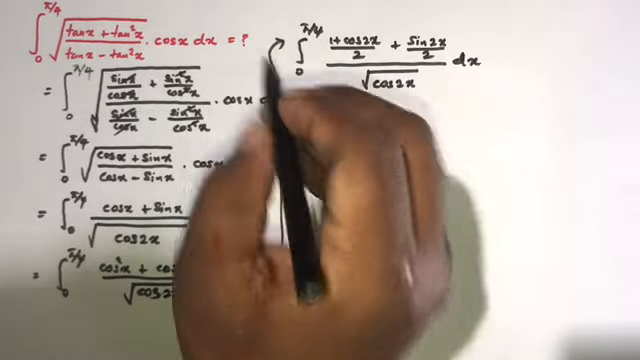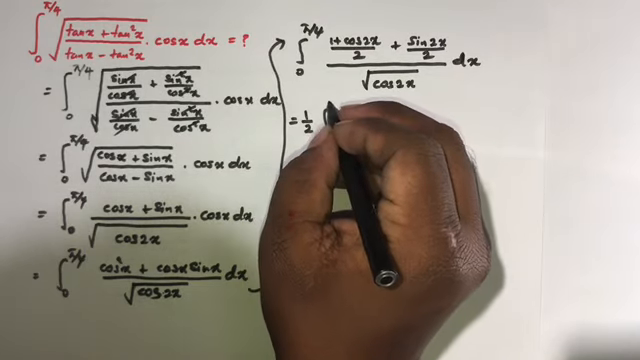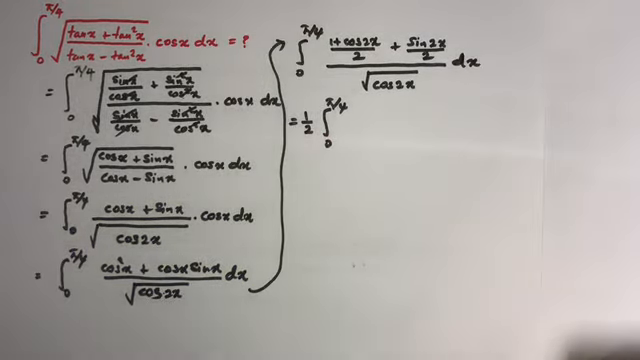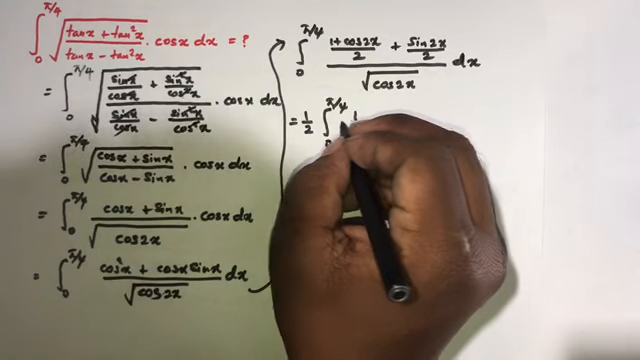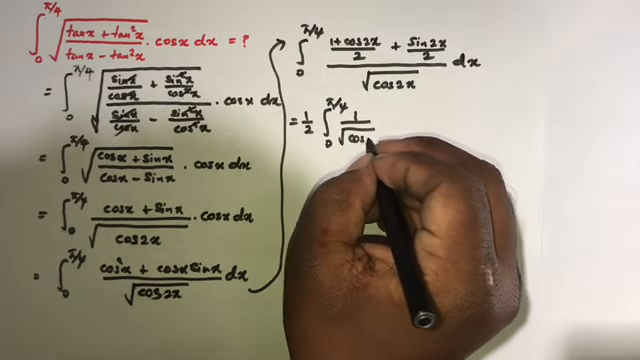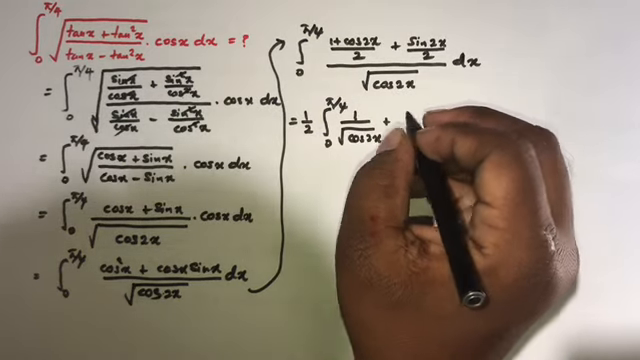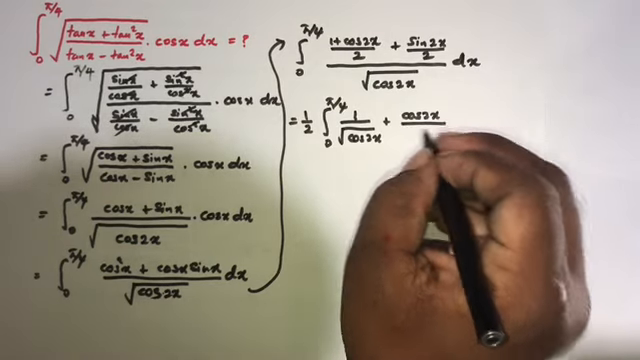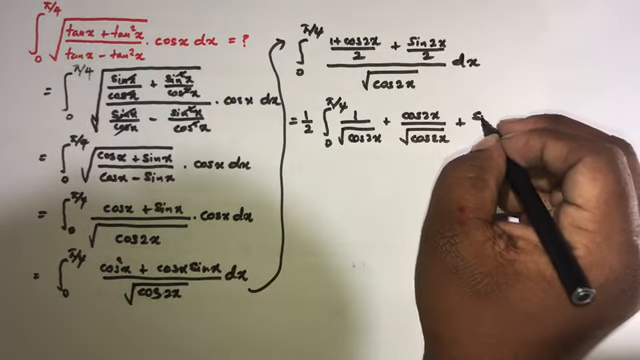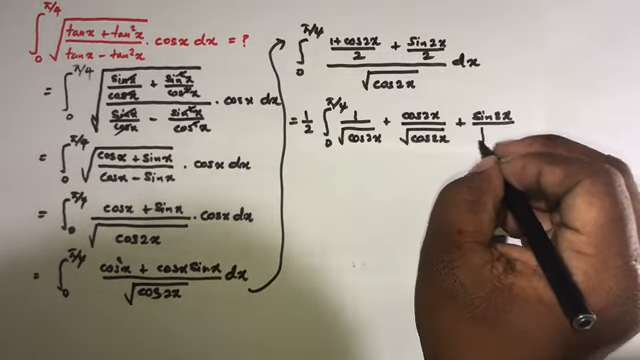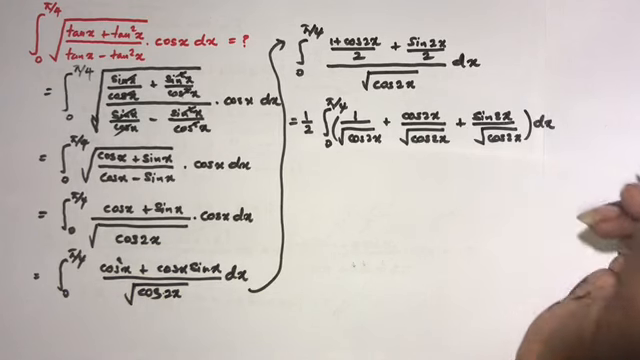Well, then now these two we can take outside of the integral sign. So 1 over 2 integral from 0 to pi over 4. Now we can split the integrals. So here 1 over the square root of cosine of 2x, then here I am going to write cosine of 2x over the square root of cosine of 2x, plus here sine of 2x over the square root of cosine of 2x, here dx.